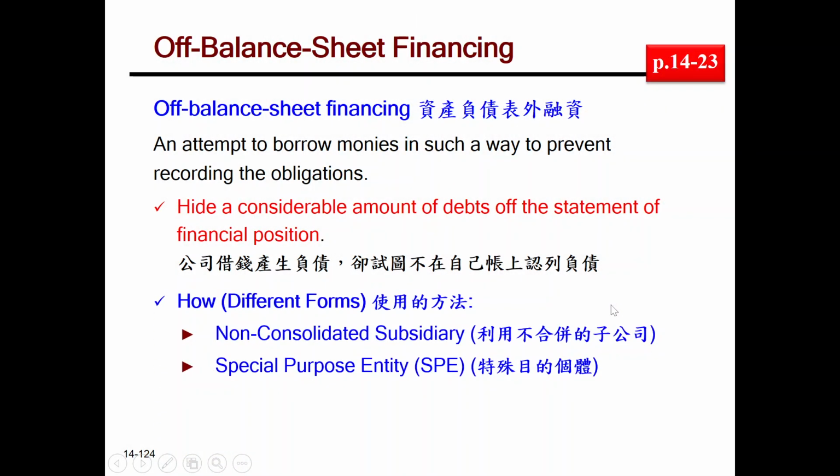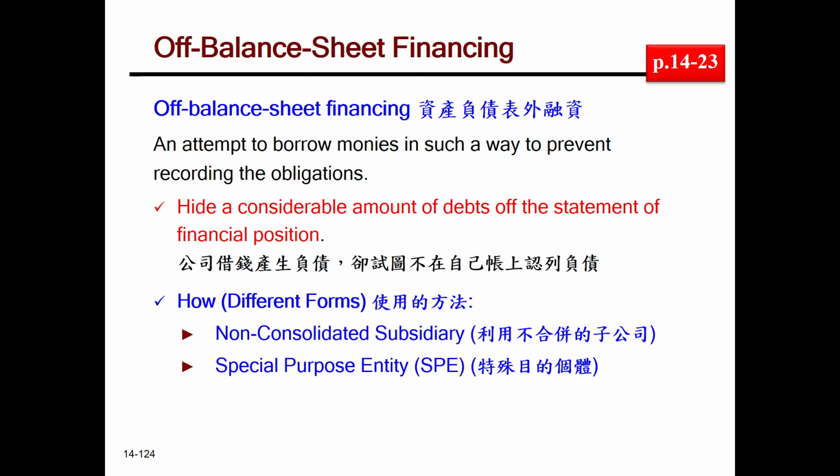So this here tells you, not consolidated subsidiary. You try not to prepare consolidated financial statements. So you try to avoid some requirements. If you could avoid some requirements, then you don't need to prepare consolidated financial statements, then you won't find liabilities on your balance sheet. Okay, so they have some ways to do that.